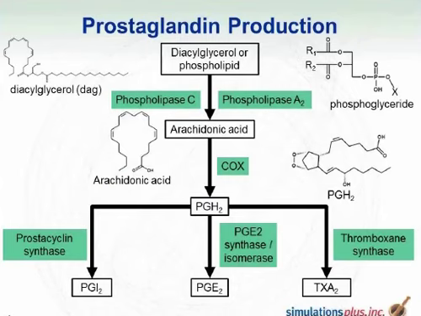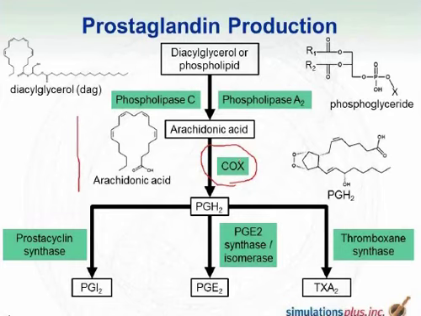COX sits in the middle of this cascade, and it starts out with diacylglycerol or phosphoglyceride, and these are phospholipids. They're converted to arachidonic acid, which is the substrate for COX, via phospholipase C and phospholipase A2. So here we have the structure of arachidonic acid, a carboxylic acid with some double bonds.